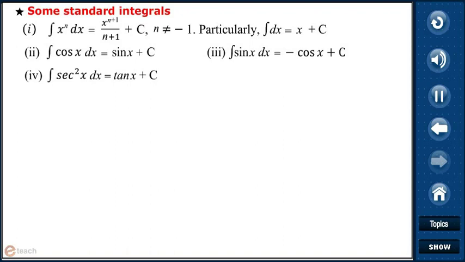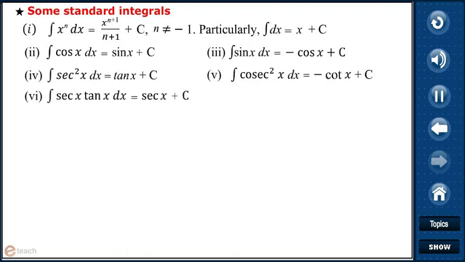Integration sec square x dx equals tan x plus c. Integration cosec square x dx equals minus cot x plus c. Integration sec x tan x dx equals sec x plus c. Integration cosec x cot x dx equals minus cosec x plus c.